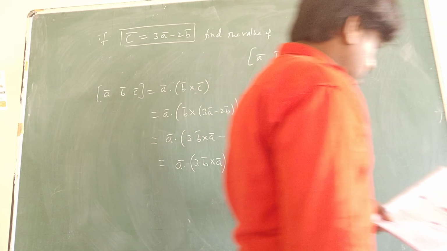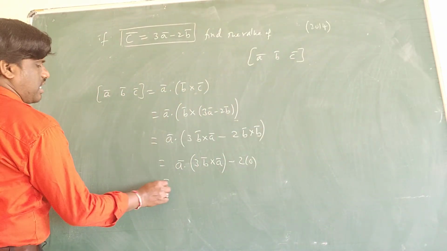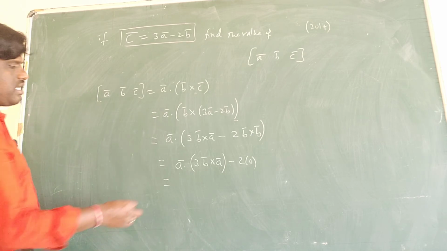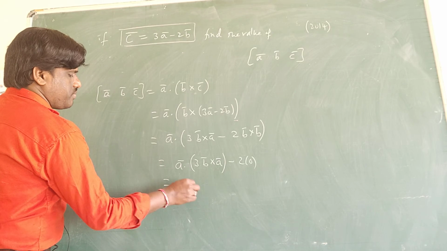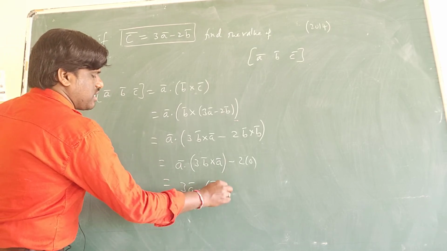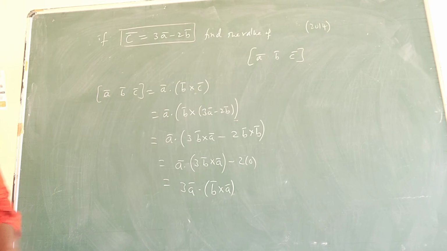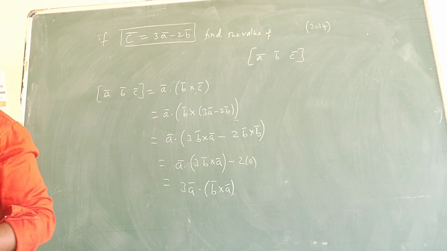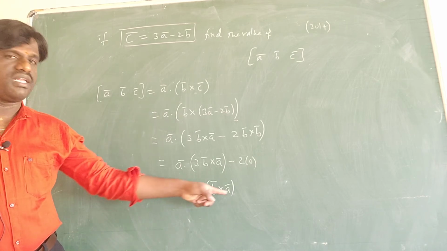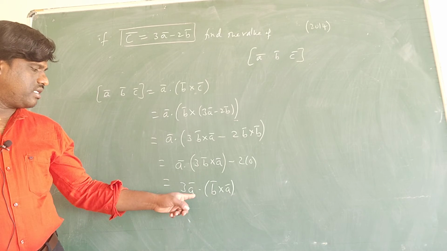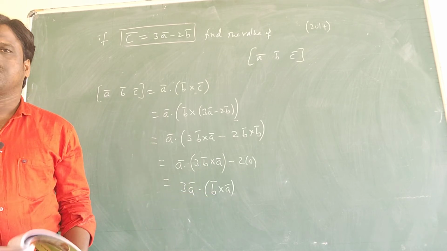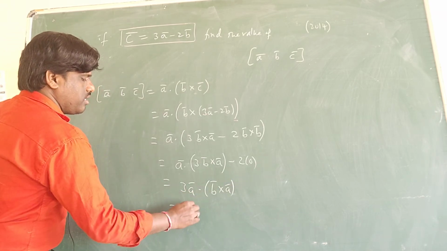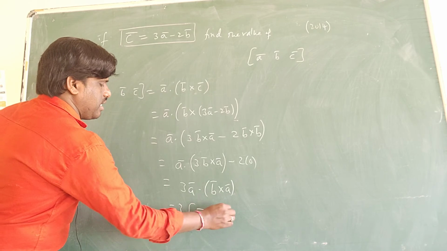Now what can I write here? Simply I can take 3 out. So 3A vector dot B cross A, I have taken the scalar 3 out. Now what is the meaning of this? This is box ABA.